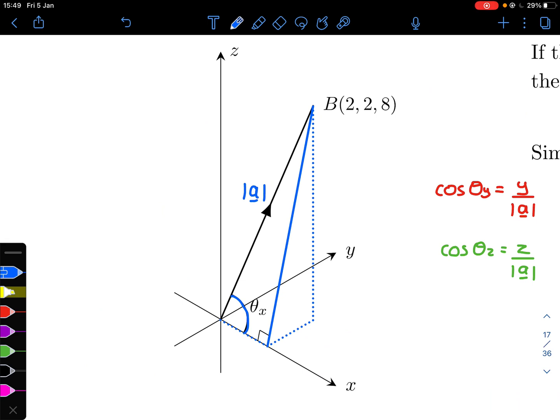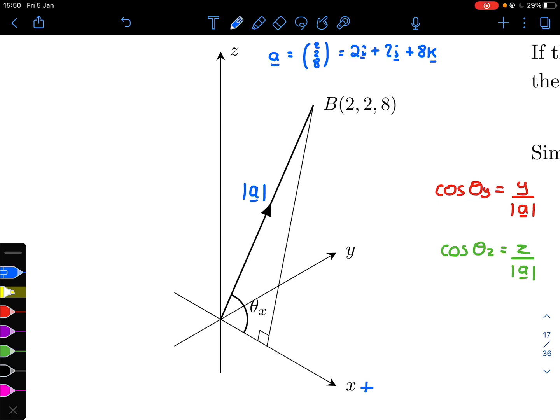You'll see why using this diagram here. So let's just get rid of all my additions first. So the vector A is drawn there. It's the vector that takes us to the coordinate 2, 2, 8. So the vector itself would be 2, 2, 8, or 2i plus 2j plus 8k. And I want to find the angle that that vector makes with the positive x-axis.